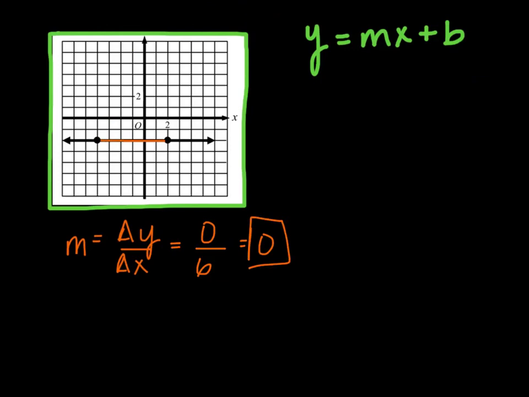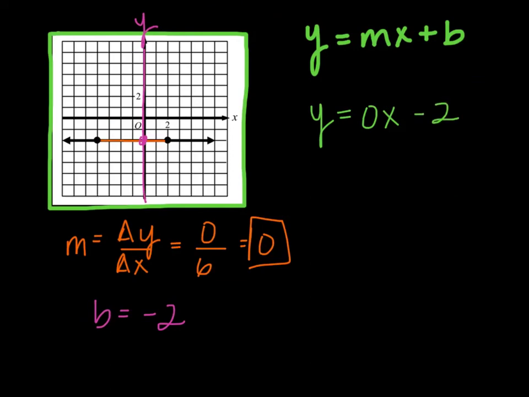We do still have a y-intercept. The line still does cross the y-axis, and it crosses right here at a negative 2. So our b is equal to a negative 2. Now, this equation in its actual form would be y equals, because the m is 0, I'm going to change it to 0x, and then b is negative 2, so we put minus 2.